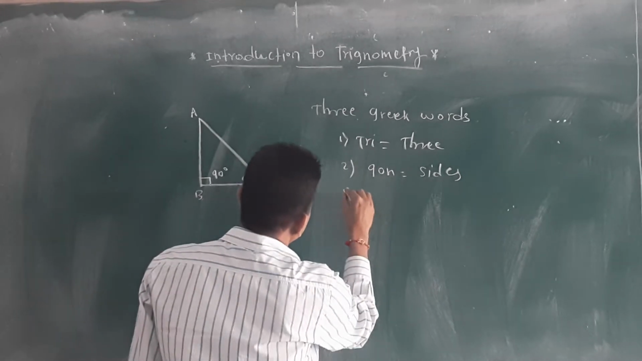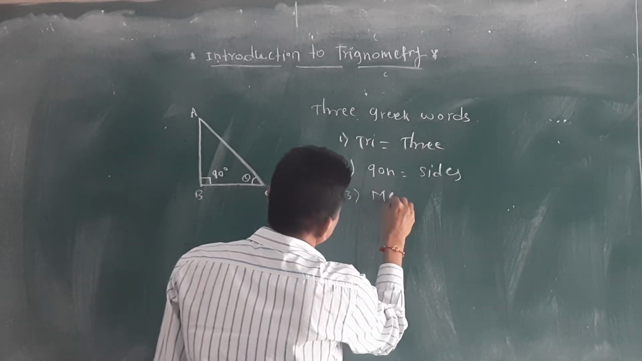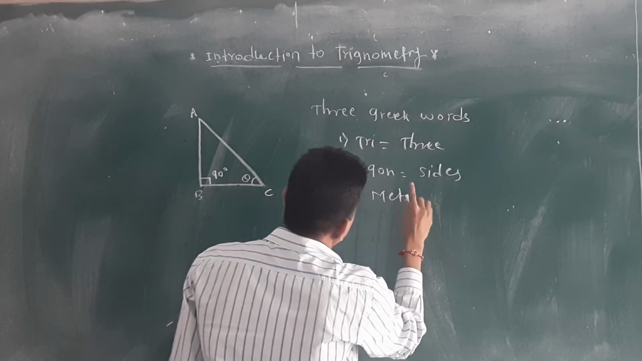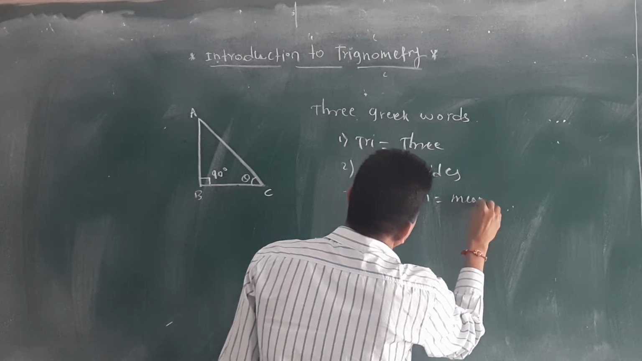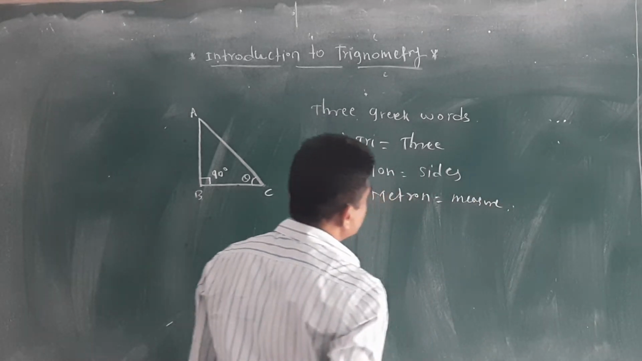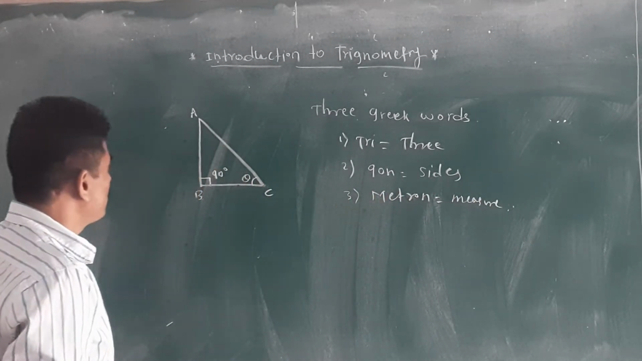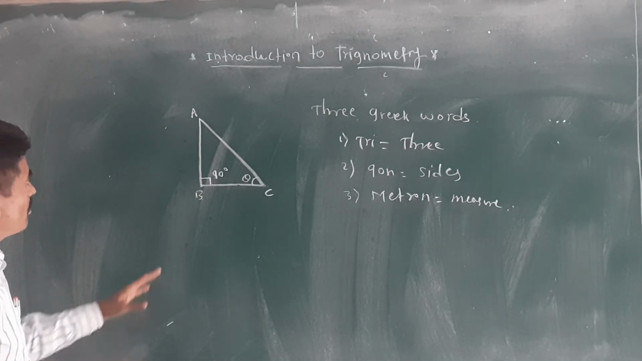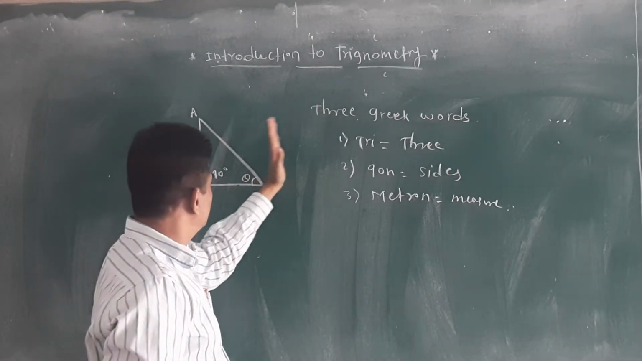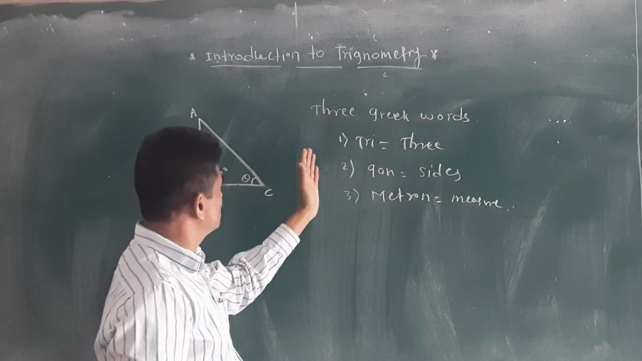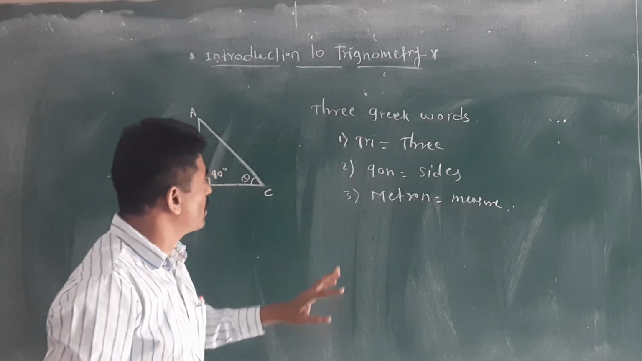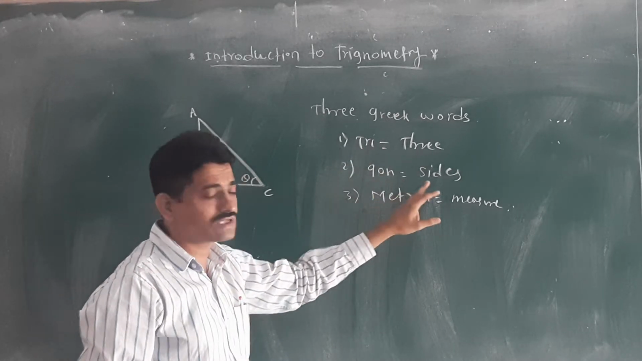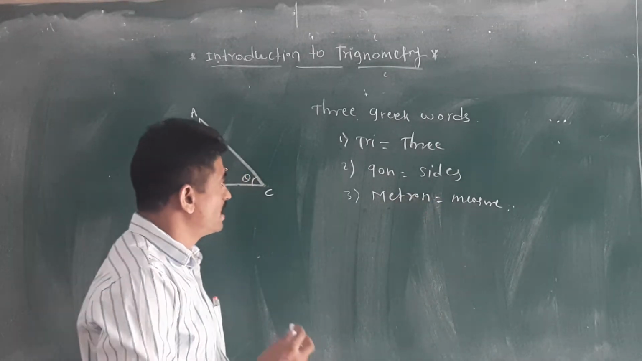And third is metron. Metron is nothing but measurement, or we can simply say measure. Therefore, trigonometry is made by these three Greek words: tri, gon, and metron. Tri means three, gon means sides, and metron means measure.